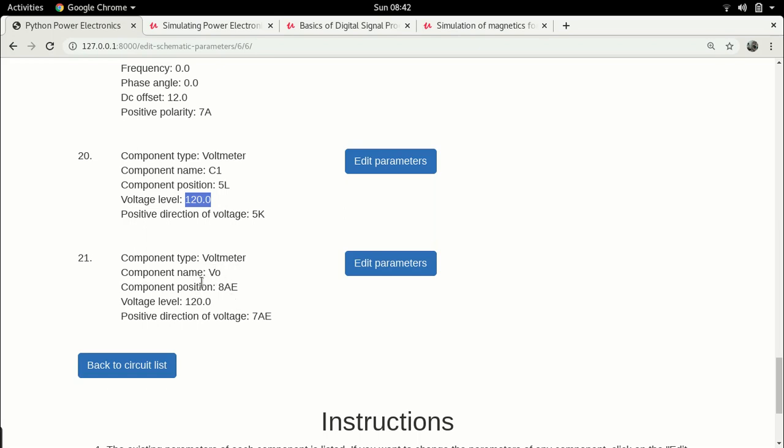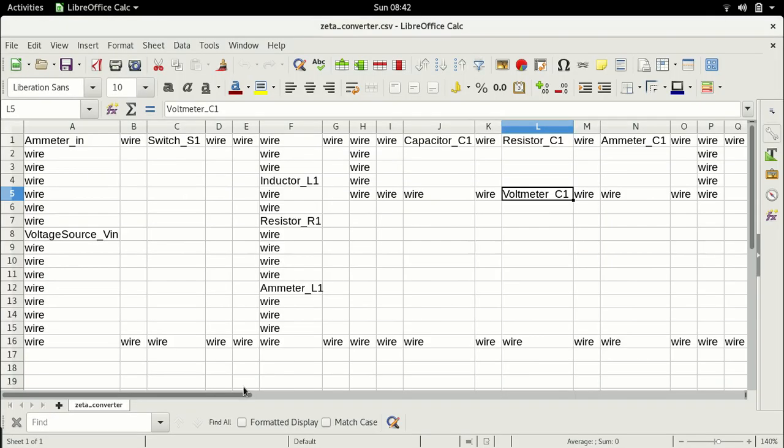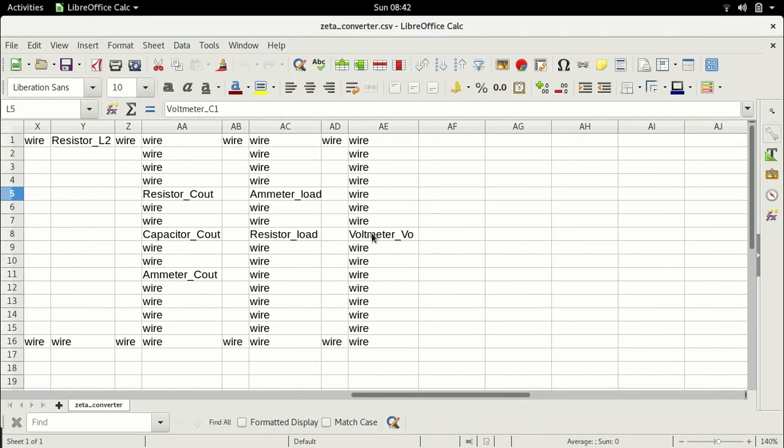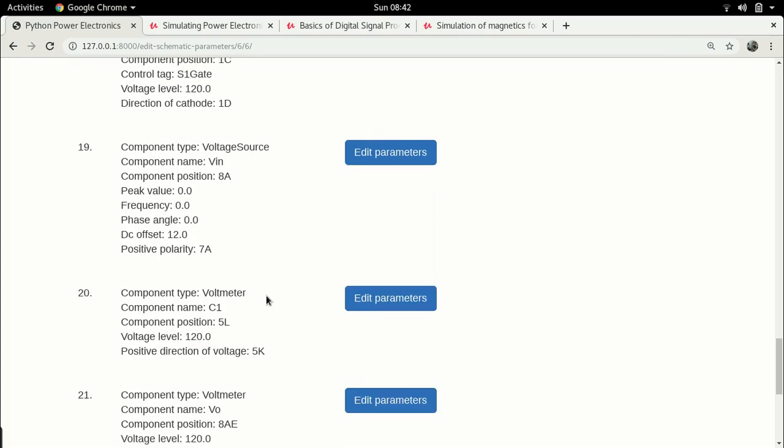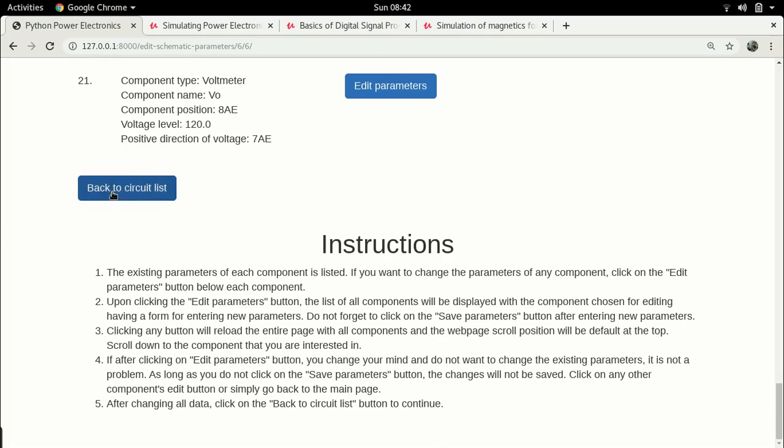The last one is again a voltmeter, for the output voltage, which is all the way towards the end. This is measuring the voltage across the load. And it would be good if the positive polarity of this voltmeter is towards the upward direction. So that is what it is. You see the component position is at 8E and the positive polarity is 7E. The voltage level can be 120 volts because we have a 12 volt system. So with this, we are done with the parameters of the ZETA converter.